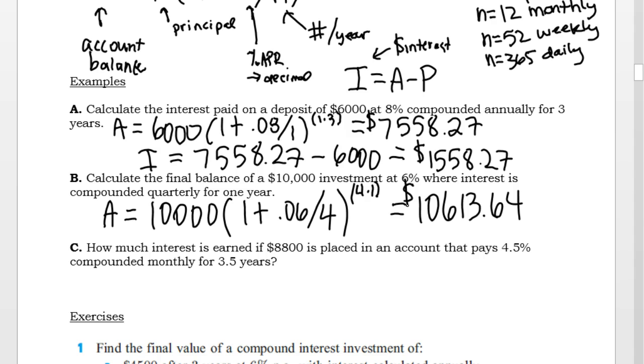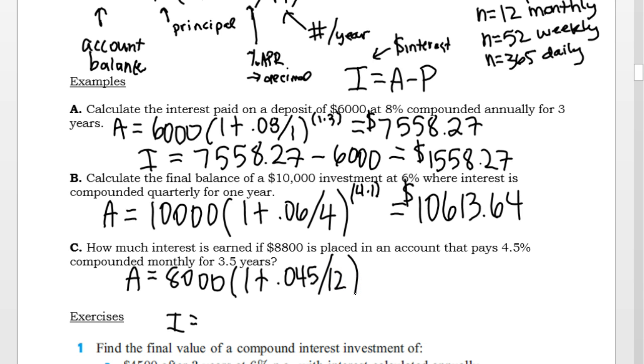One more example, basically the same thing. We're going to find the account balance and then go back and get the interest. So the account balance starts with the principal, 1 plus the percentage rate, 4.5%, move that decimal twice, is 0.045. That is monthly, there are 12 months in a year, and we leave this in the account for 3.5 years.